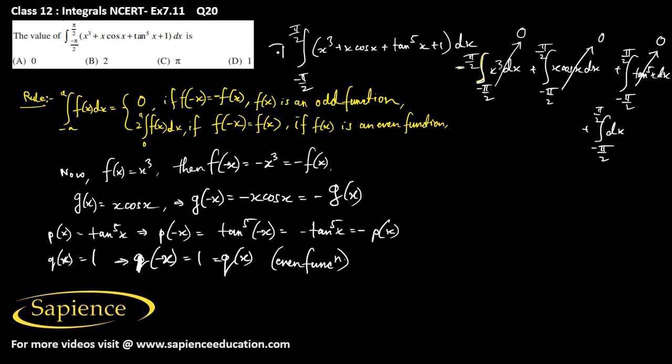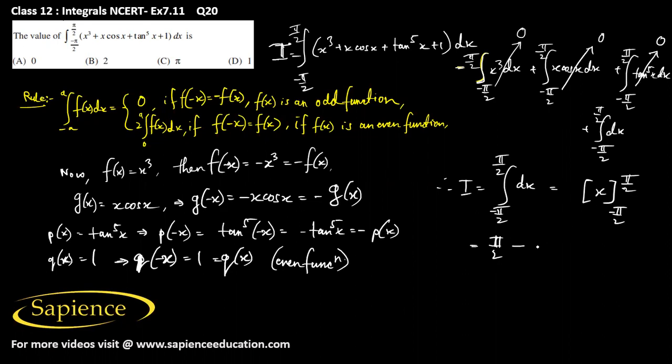So therefore, if we take the integral as I, then the value of the integral I will be simply equal to integral from minus pi by 2 to pi by 2 of dx. So integral dx is x, going from minus pi by 2 to pi by 2. So this will be equal to pi by 2 minus of minus pi by 2. So this will be pi by 2 plus pi by 2, which is pi. So pi is the final answer. So it is option C. Option C is the correct answer. Thank you.